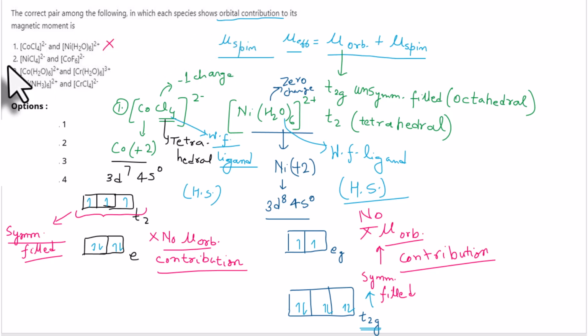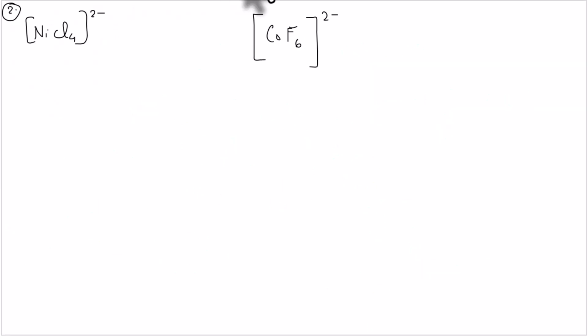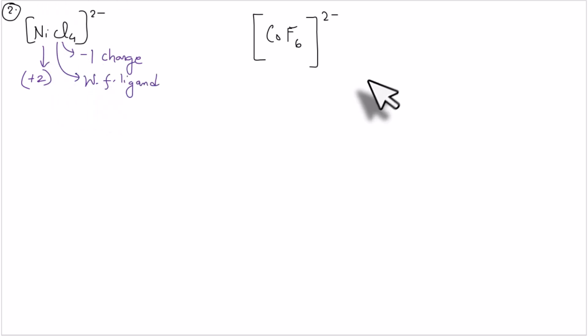Then moving on to option 2, NiCl4 2 minus. Nickel is plus 2 charged in the plus 2 oxidation state because Cl has a minus 1 charge, and also chlorine is a weak field ligand, and that will give rise to high spin complexes with unpaired electrons first, and then the pairing will take place.